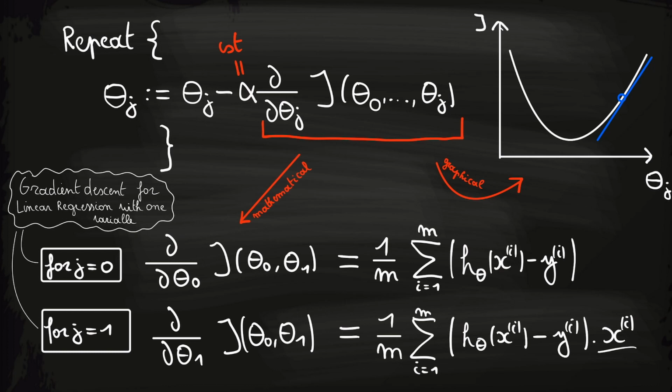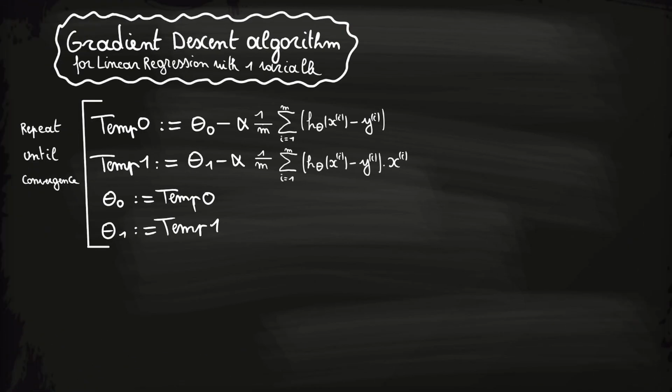Now that we know what the partial derivative terms are, we can plug them in our gradient descent algorithm. This is the full gradient descent algorithm for linear regression with one variable. And later, we will implement this algorithm in code.